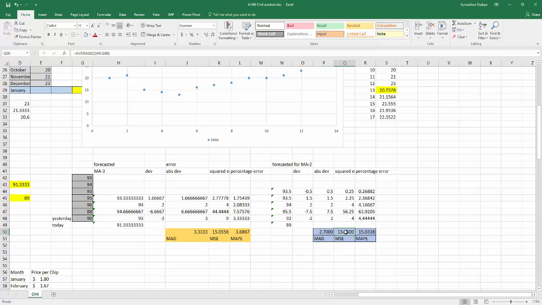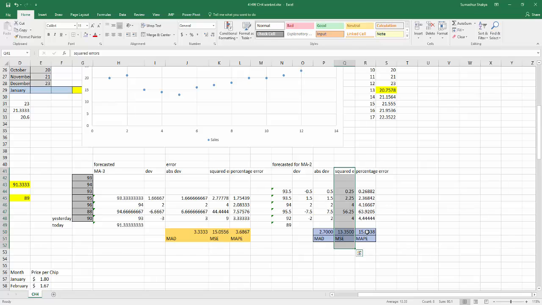Mean squared errors. What it does is it amplifies the error, because whatever error we had, we squared it, so it becomes larger. Therefore, the average of the large squared errors will also be large. So the same 2.7 here is now reflected in an amplified manner, 13.35 versus 15.05 for the 3-day moving average. Therefore, again, 2-day moving average is better.